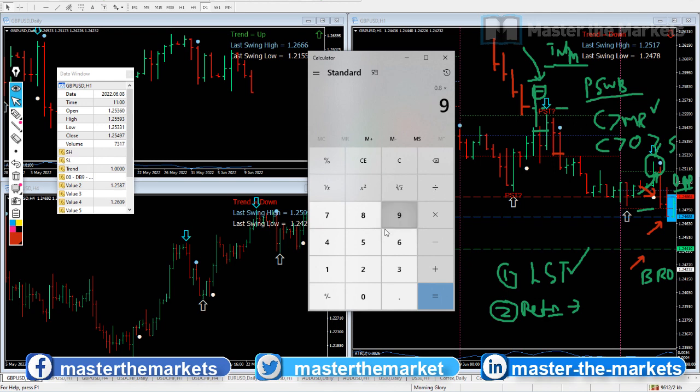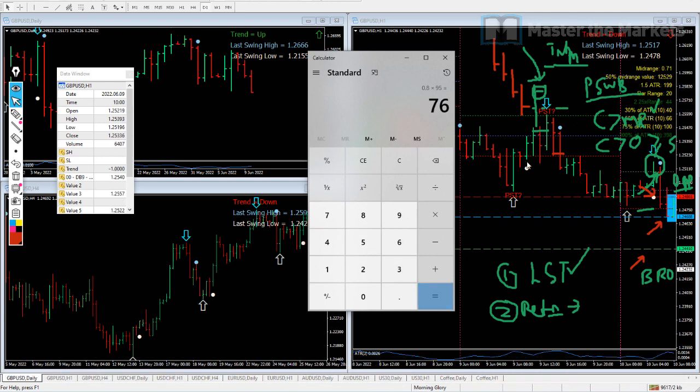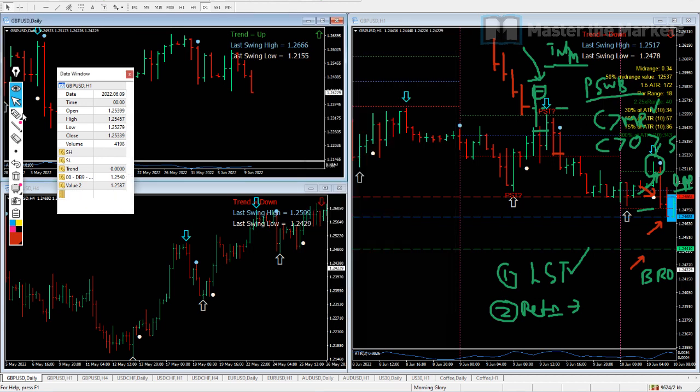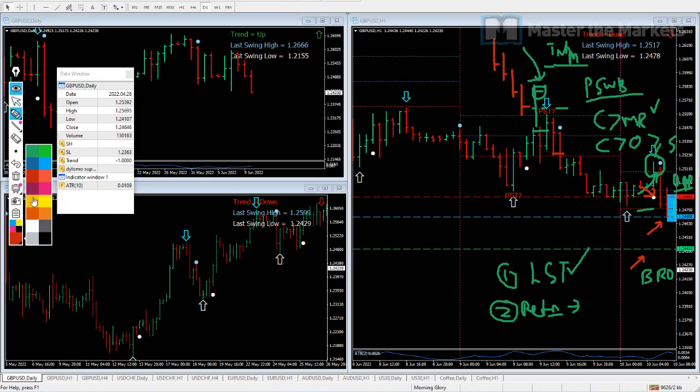0.8 times 95, that will be 76. Then what I would do, take it from the highest point of today, minus 76, that will give me my target, which is this green line over here, which is what you can see, and that is 12441.